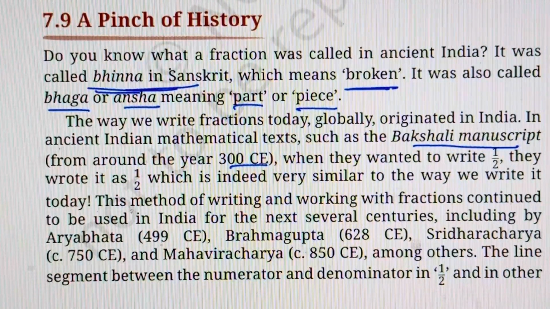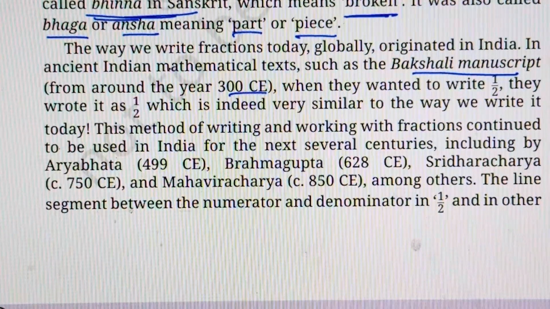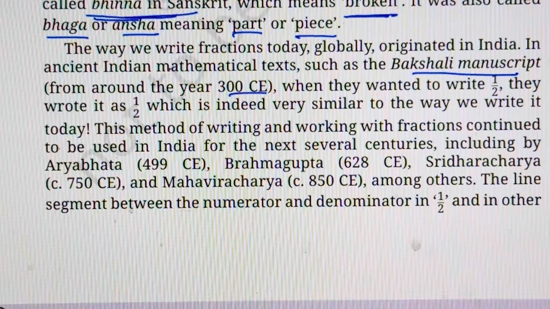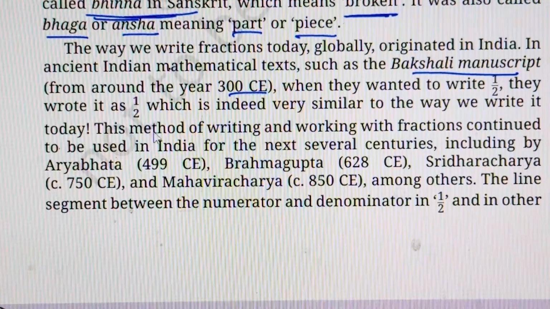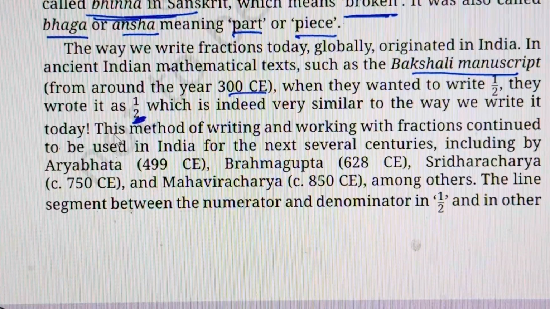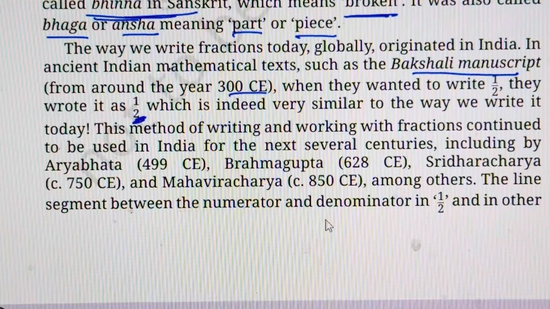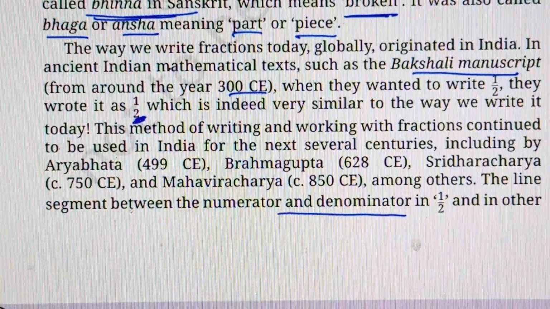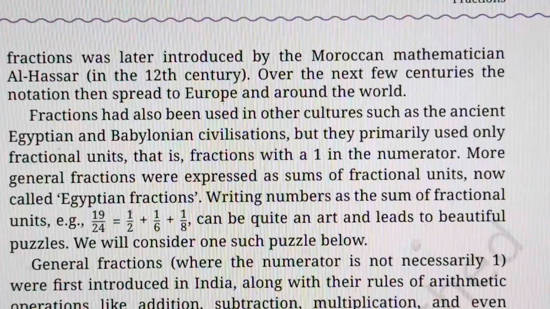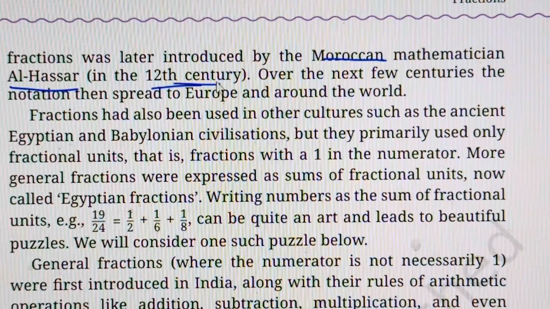These are all great mathematicians of India: Brahmagupta in 628 CE, then Sridharacharya in 750 CE and Mahaviracharya in 850 CE. These people were using this symbol, 1 over 2, which is half without the line, right, which we call half now. The line segment between the numerator and the denominator was introduced by a Moroccan mathematician, Al-Hassar, in the 12th century.